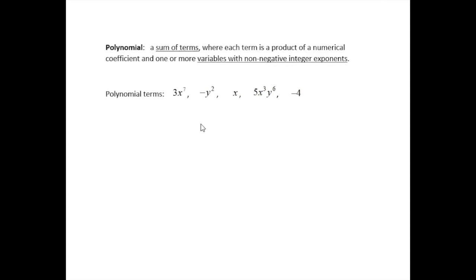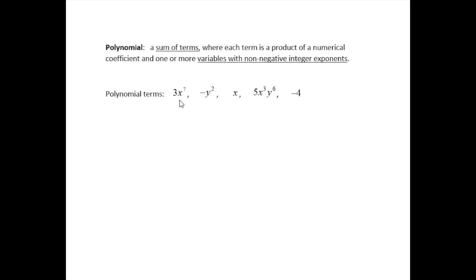So here are some examples of terms that we might find in polynomials. In each of these cases, there's a numerical coefficient. This first term has a coefficient of 3. The second term here has a coefficient of -1. The third term here has a coefficient of +1. The next one here is a coefficient of 5. And the last term here is a constant term, and its coefficient is just -4.